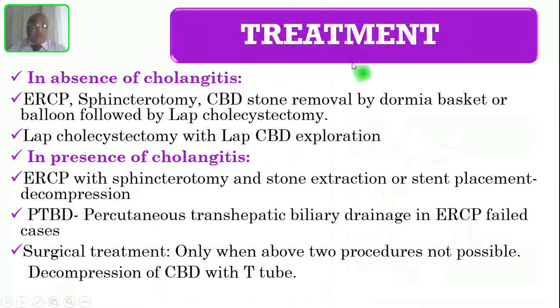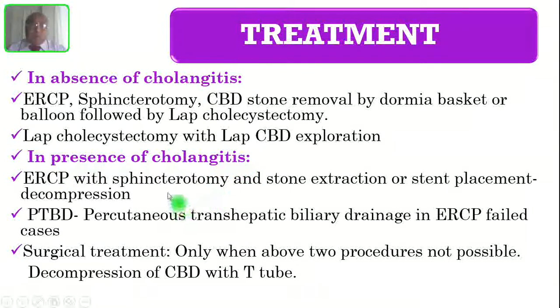So coming to the treatment, suppose the patient is not having any cholangitis, you can do ERCP, do sphincterotomy, and then remove the CBD stone either by using a Dormia basket or a balloon. This should always be followed by lap cholecystectomy or open cholecystectomy. Or you can do lap cholecystectomy with lap CBD exploration and removal of the common bile duct stone. In presence of cholangitis, this is an acute surgical emergency.